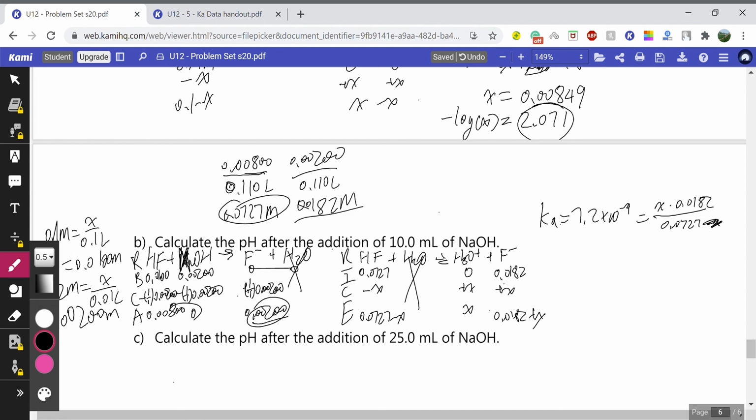Now this is really simple. We can do 7.2 e to the negative 4 times 0.0727, divide that by 0.0182 to get us an X value, not pH, of 0.002876. Now if we do negative log, because this is our concentration of H3O+, we do negative log of X, so negative log of that number, and it will give us 2.541. And that is our pH after adding 10 milliliters of NaOH.